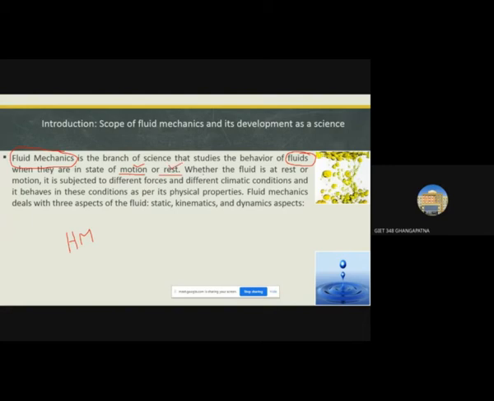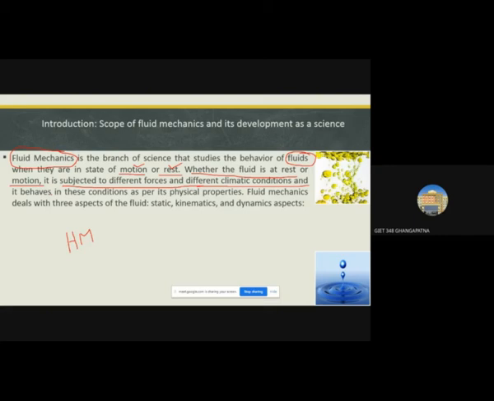Motion or rest. Very simple. So, whether the fluid is at rest or whether the fluid is in motion, how to know? It is subjected to different forces and different climatic conditions. And when you apply a force, how is the fluid behaving? If I put it under a particular environment, under a particular climatic condition, how is the fluid behaving? That is what we are studying here.